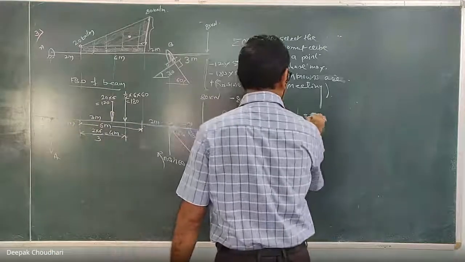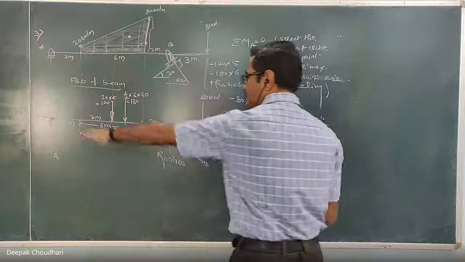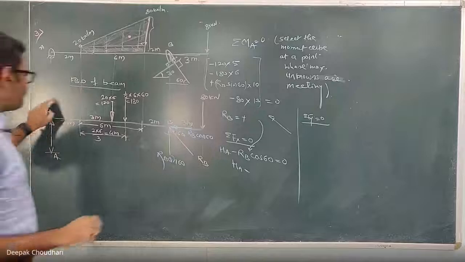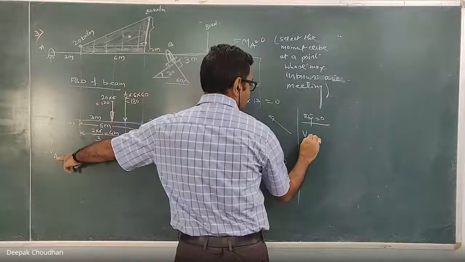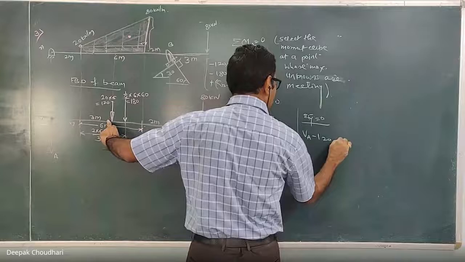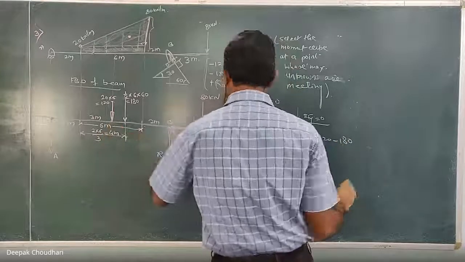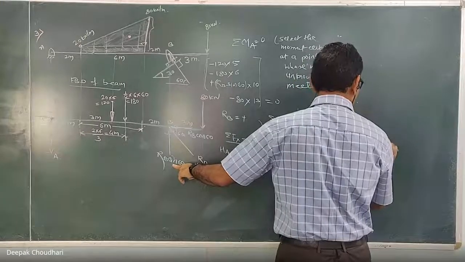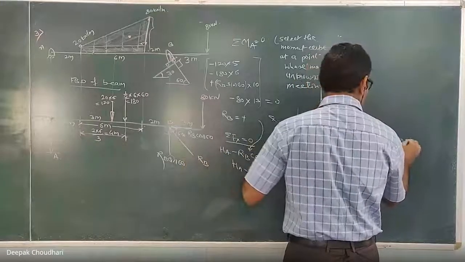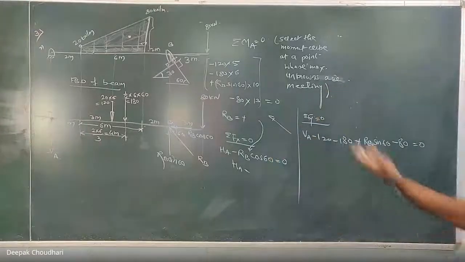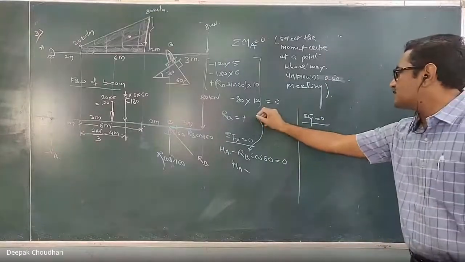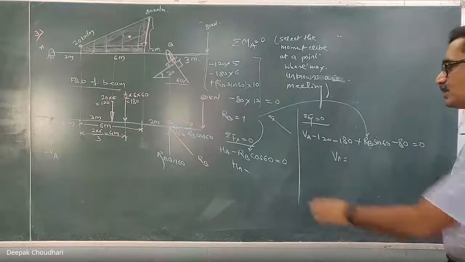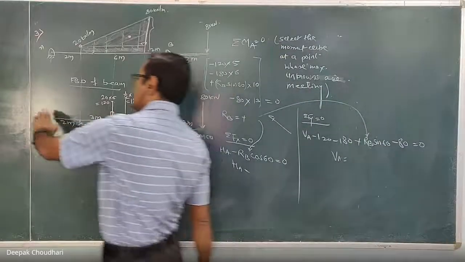Here then use summation of Fy equal to 0, summation of all vertical forces. Let's start from left. Upward force positive, downward force negative. So this VA minus 120 minus 180 plus RB sin 60 minus 80 equal to 0. The summation of vertical forces. Here substitute the calculated value of RB, you will get VA. Yes, so these HA and VA are the components of reaction at point A.